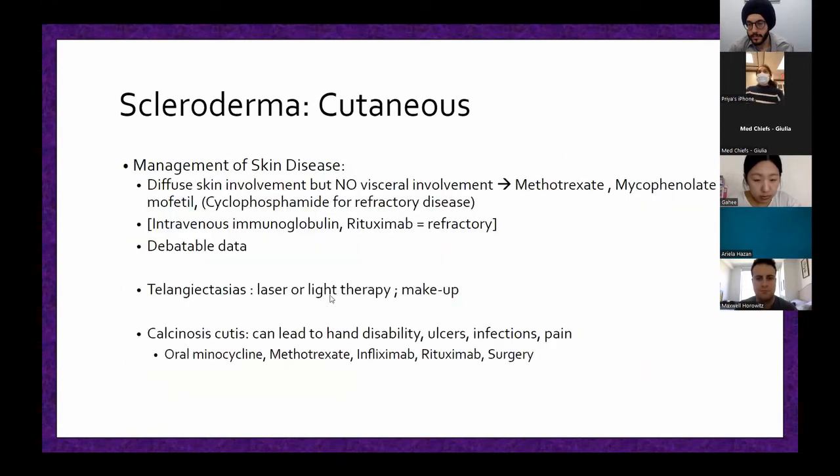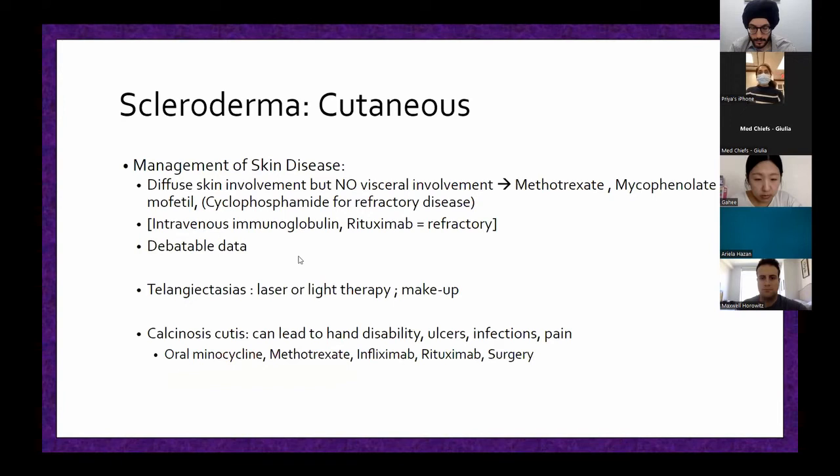So the management of skin disease. So diffuse skin involvement, but no visceral involvement. You can use agents such as methotrexate, mycophenolate mofetil. We've tried to avoid cyclophosphamide for most of our diseases until something is pretty advanced or life-threatening or end stage, or they've failed a lot of other drugs or treatments. But that is something that is also reported.